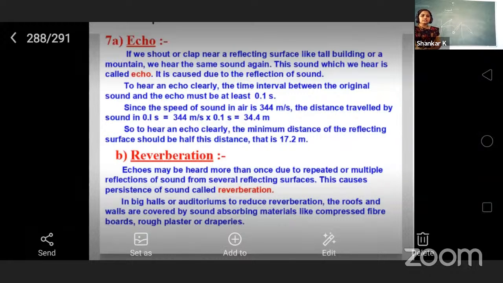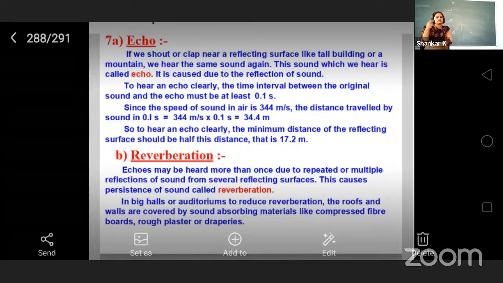And the next one is reverberation. What does reverberation mean? Echoes may be heard more than once due to repeated or multiple reflections of sound from several reflecting surfaces. So what does reverberation mean in Gol Gumbaz? What happens in Gol Gumbaz is if you speak once, it repeats 7 times on that surface.